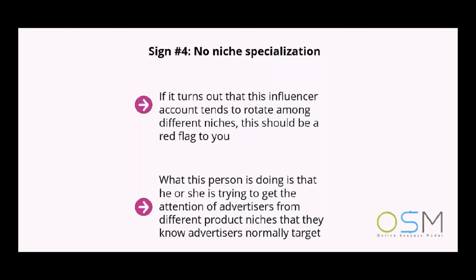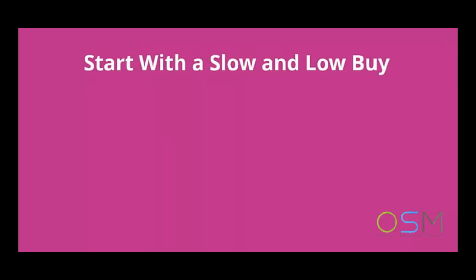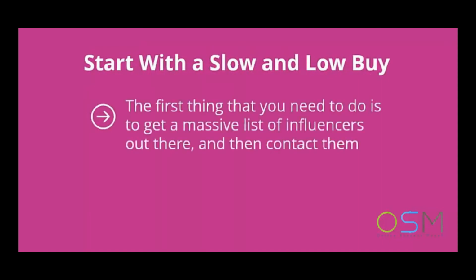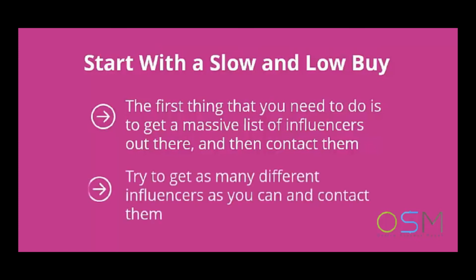But there's also something else you should do, and that's start with a slow and low buy. Now, the first thing that you need to do is get a massive list of influencers out there and then contact them all. In this case, I'm assuming you've got rid of the fake ones with the tips that I've just given you. Contact them all and ask if you can get a shout out or a photo ad for something like $5. Basically lowball the offer. Get as many shout outs and picture ad placements for as little as possible.